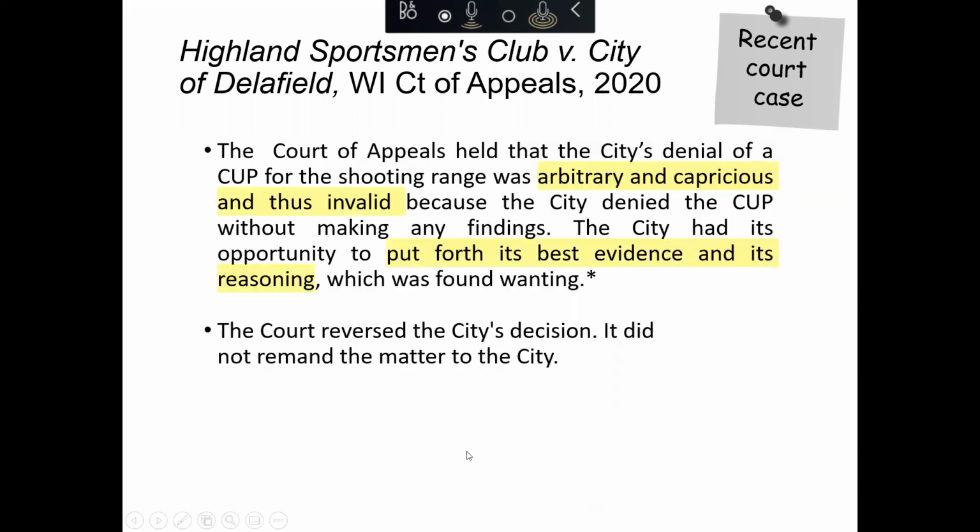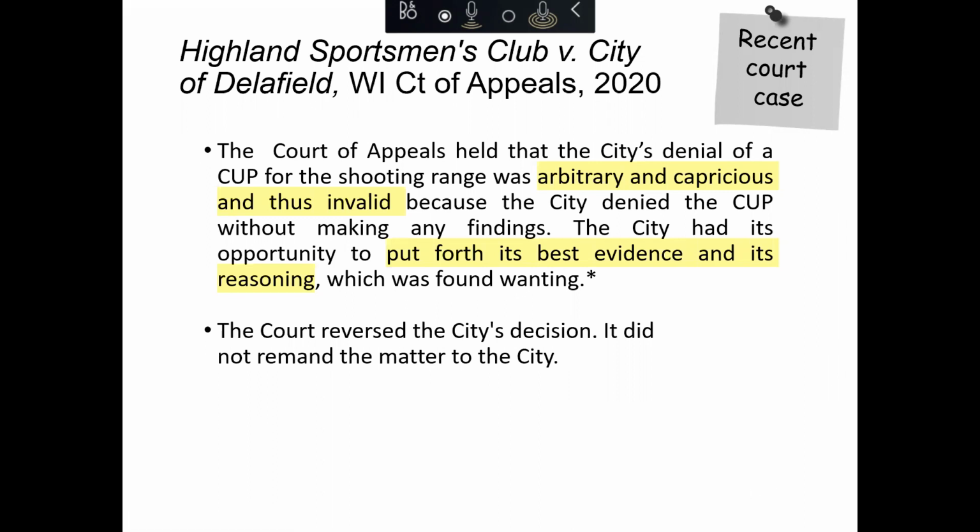The Court of Appeals held that the city's denial of the CUP for the shooting range was arbitrary and capricious. When a court says arbitrary and capricious, that means they don't agree with you. They don't think you had good reasoning for your decision. So arbitrary and capricious, and thus invalid, because the city denied the CUP without making any findings. The city had its opportunity to put forth its best evidence and its reasoning, which was found wanting.